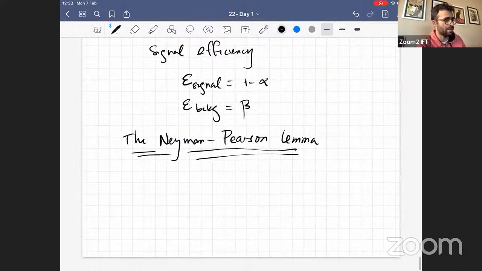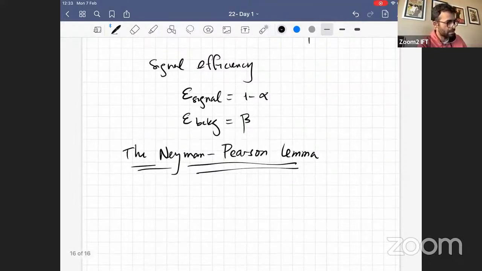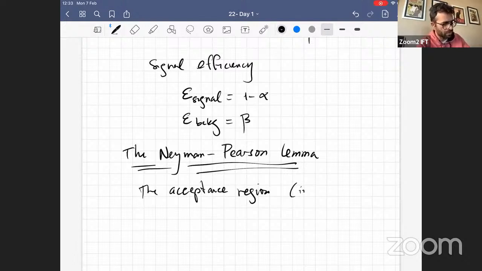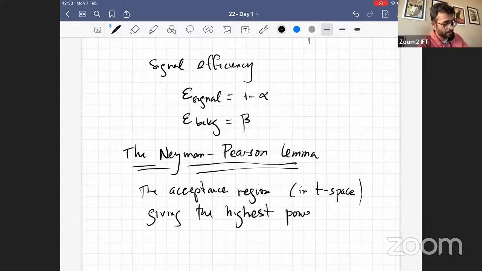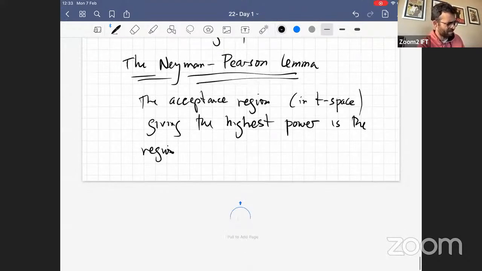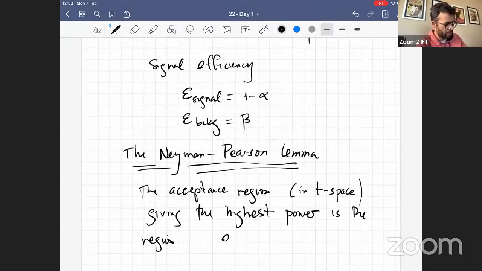Okay, and this lemma is telling you that the acceptance region, the acceptance of A0, okay? I am talking about T space. I'm now talking about the test statistics space. Given the highest power, the region is the following region.